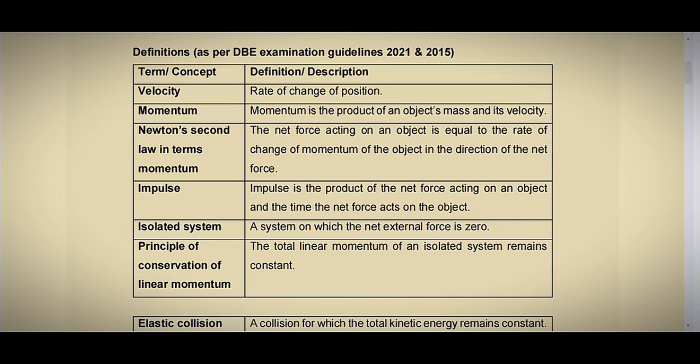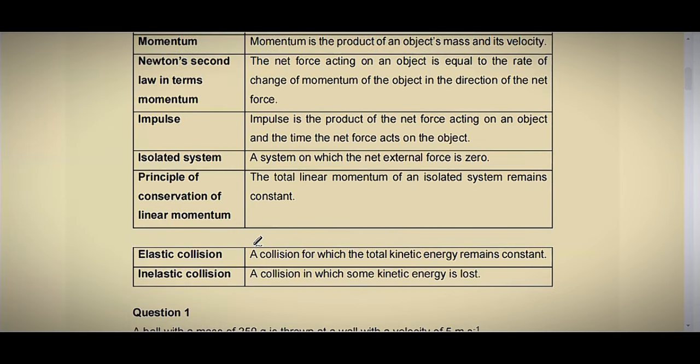Right. Then let's look at these last two definitions: elastic collision and inelastic collision. An elastic collision, we say, is a collision for which the total kinetic energy remains constant. In other words, here there is no loss of kinetic energy, right? So with this one, it is very important to note that there is no loss of kinetic energy here. Then we have an inelastic collision. We say this is a collision in which some kinetic energy is lost. So here there is loss of kinetic energy.